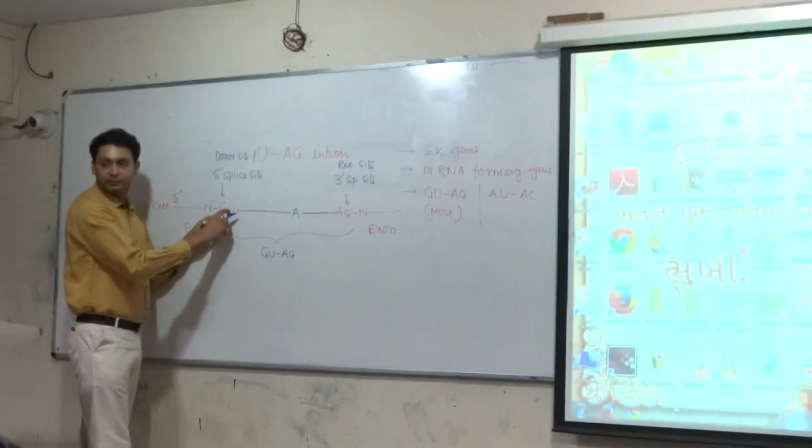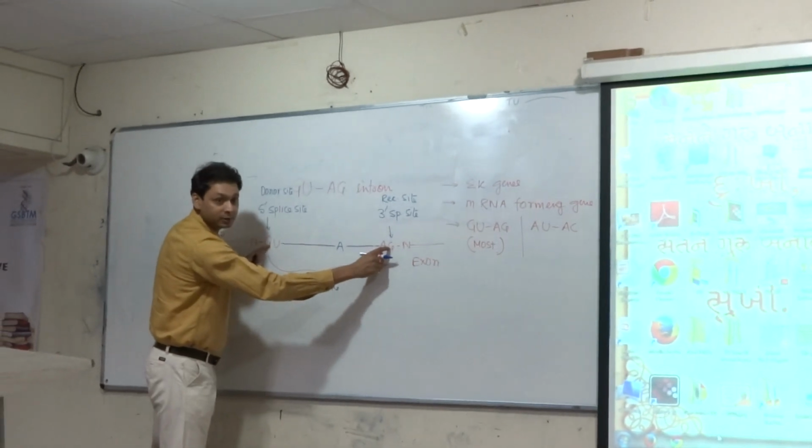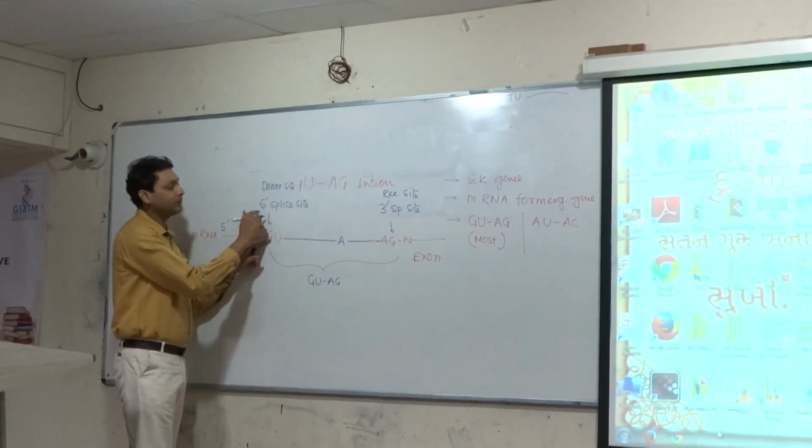This is a consensus sequence. This is the consensus sequence. This particular part is termed the 5' splice site, the donor site. This is termed the 3' splice site.